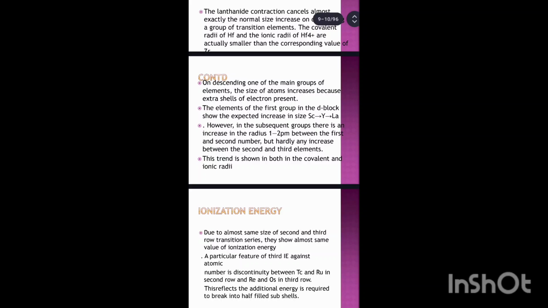However, in the subsequent groups, there is an increase in the radius of 1 to 2 pm between the first and second members, but hardly any increase between the second and third elements. This trend is shown in both the covalent and ionic radii.